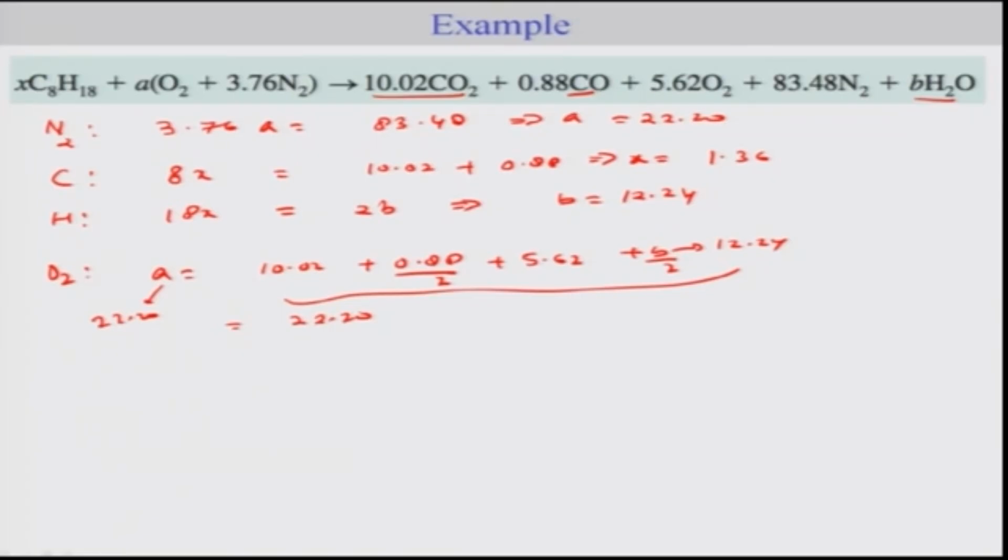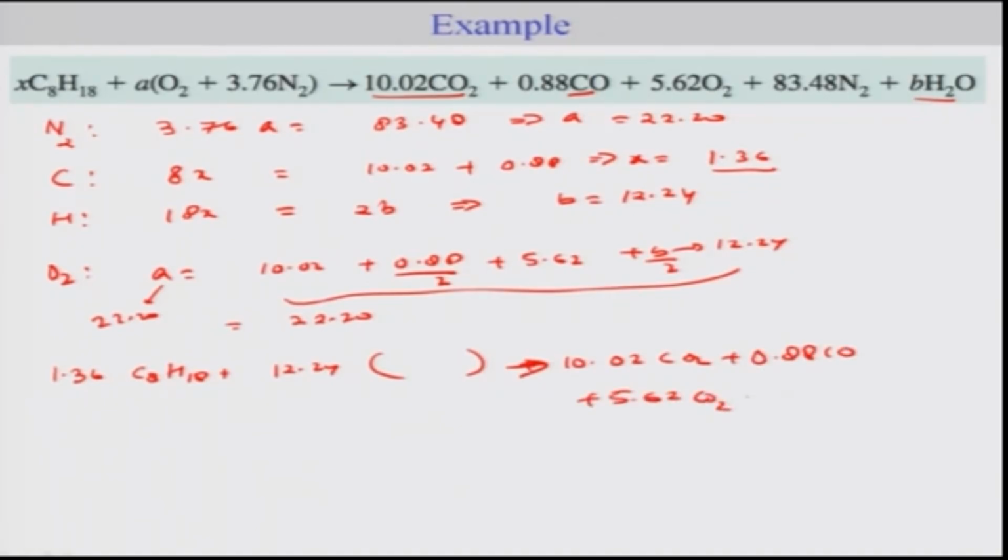Okay, so you now have X, which is 1.36. You can write this X in terms of 1.36 C8H18 plus A, which is your 22.20 O2 plus 3.76 N2, giving 10.02 CO2, plus 0.88 CO, plus 5.62 O2, and B, which is your 12.24 H2O. Now you can convert this to 1 kilomole as basis.